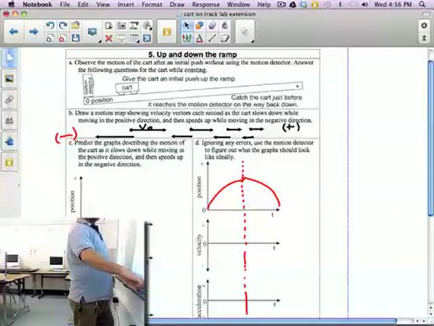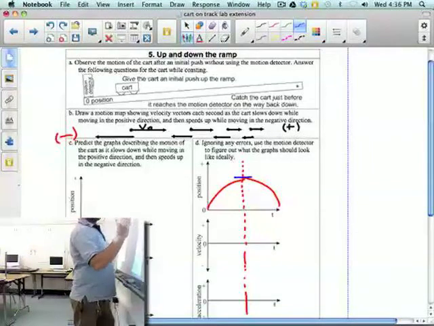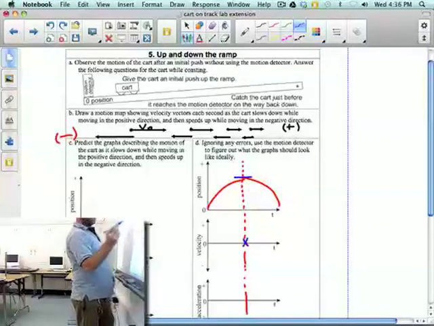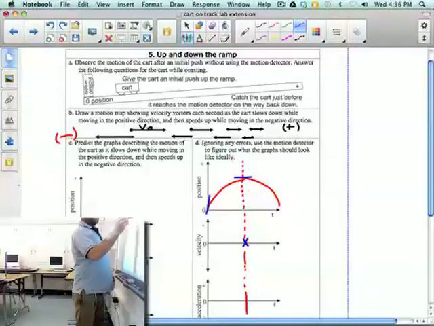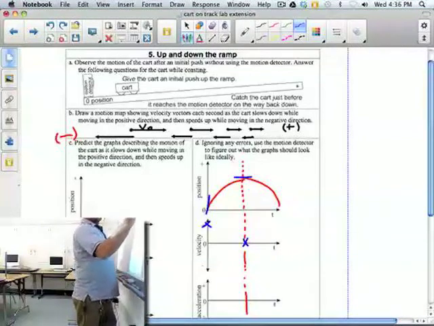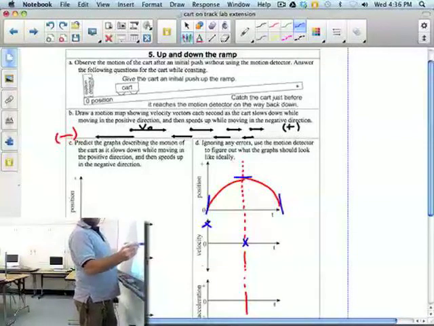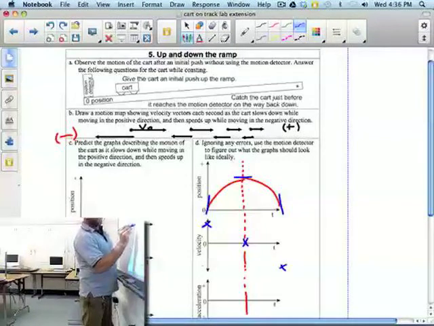Now our velocity is 0 at that moment, so I'm going to put a little x there. The initial velocity is positive and steep, so I'm putting an x there. Our final velocity is negative and steep, so I'm going to put an x down here and just make a line.